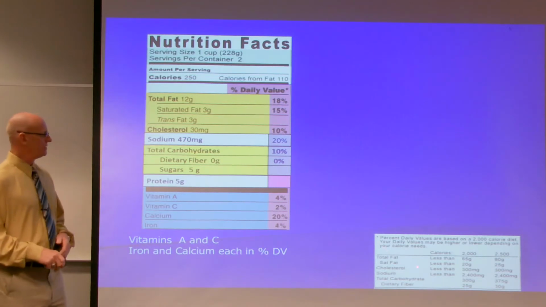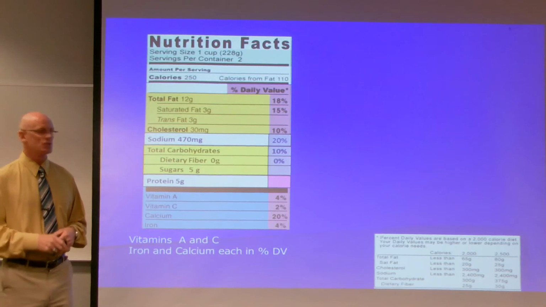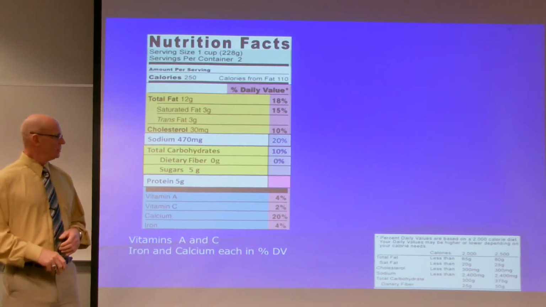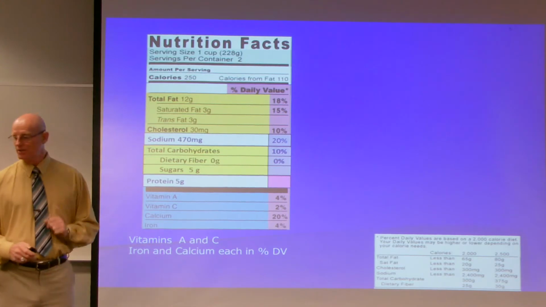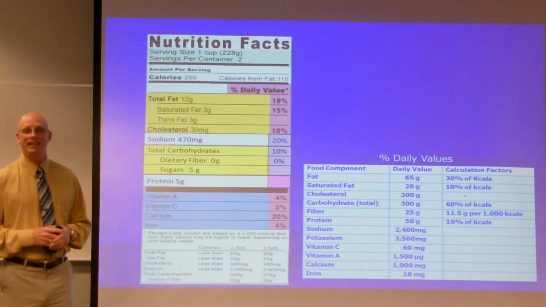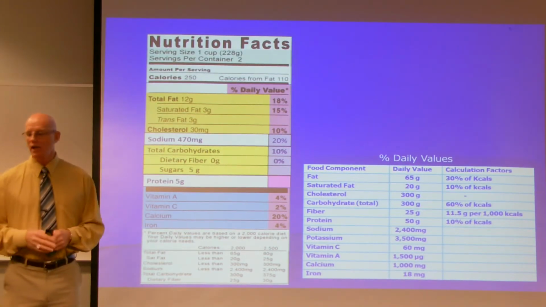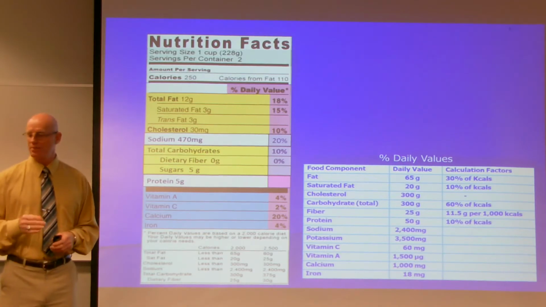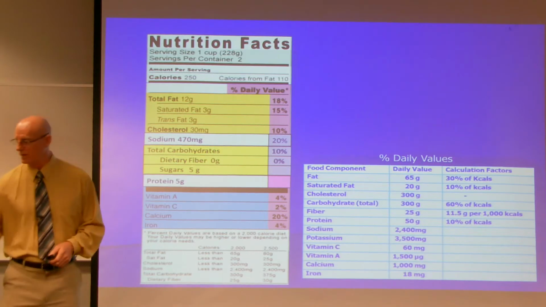And then last here we have the footnote. This is usually on the larger packages. The smaller packages won't have this footnote, but it shows you what the percent daily value is for the fat, saturated fat, cholesterol, sodium. And here are the percent daily values. This is the chart that I'm providing you to show you what it is for the percent daily values. And we're going to go over each one of these in depth in the next couple slides to help you understand more about nutrition food labels.